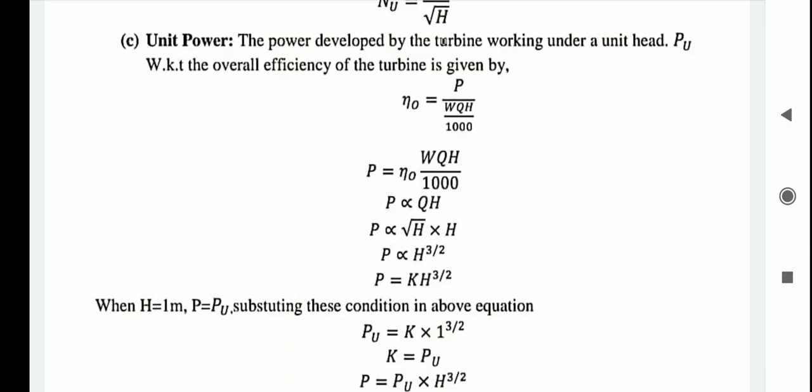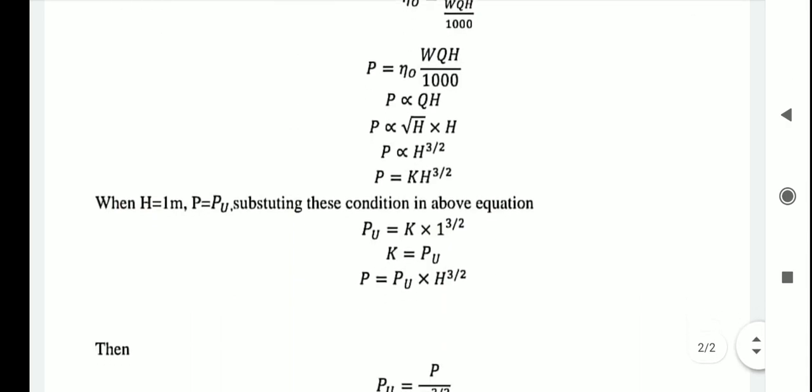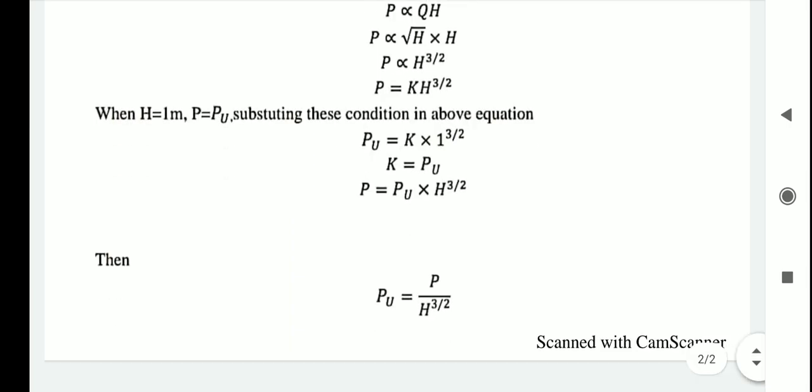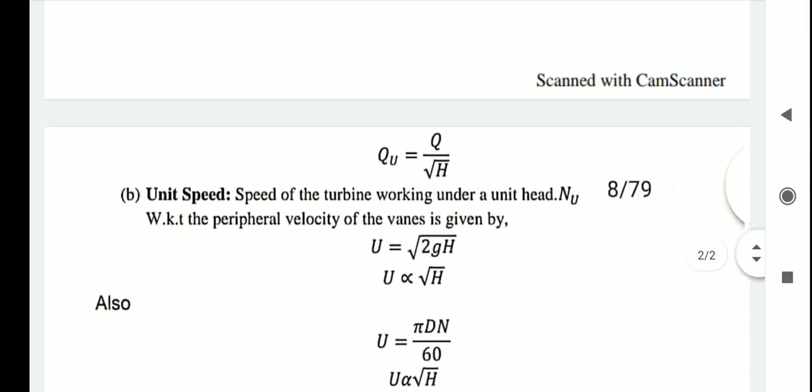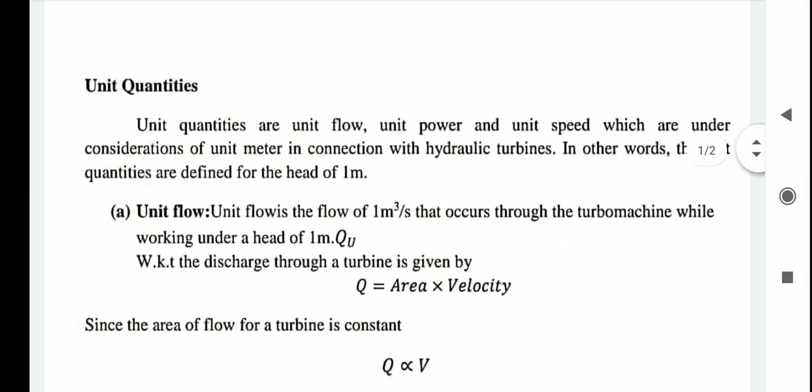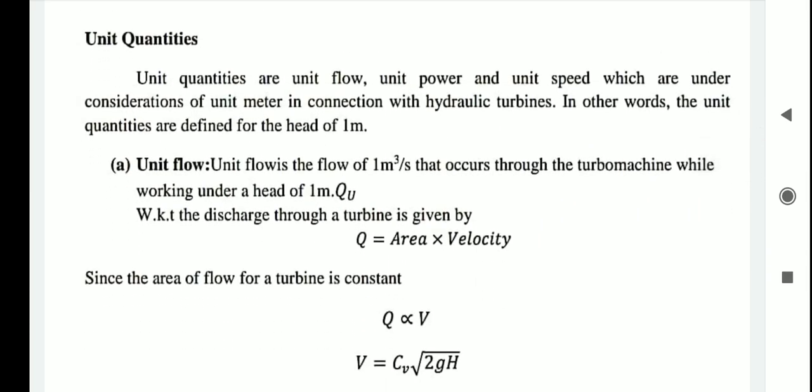Removing the proportionality sign, P equals K into h raised to 3 by 2. When h equals 1 meter and P equals PU, that is unit power, substituting these conditions, PU equals K into 1 raised to 3 by 2, so K equals PU. So P equals PU into h raised to 3 by 2, and unit power PU becomes P divided by h raised to 3 by 2. This is about unit power, unit speed and unit flow, the unit quantities. Thank you.